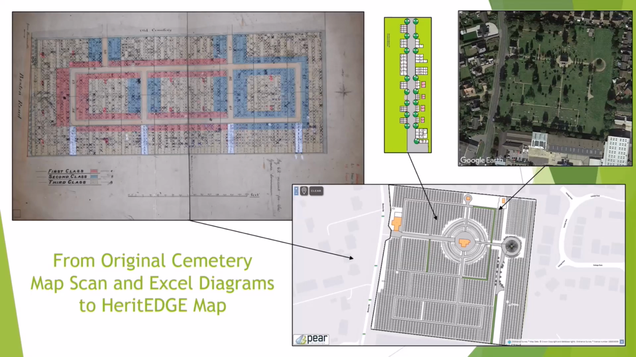So here's an example, slightly better condition, scanned map in the top left corner. However, it didn't cover the full extent of the cemetery, and we also had to work with some other data sets, some diagrams in Word, some layouts in Excel, pull all those together and create the georeferenced map, as you can see in the bottom right corner.